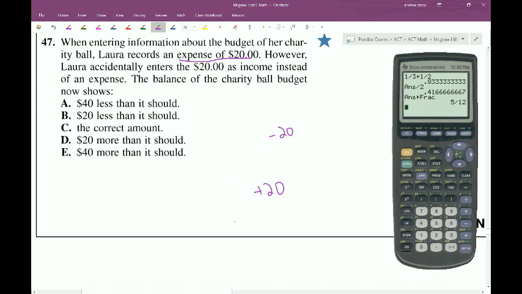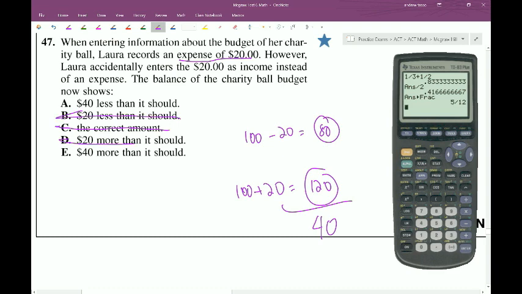So if you use a number for x, let's say 100, so 100 take away 20 is 80, 100 plus 20 is 120. So the difference between these is $40, right? So it doesn't show the correct amount, it shows 40 different. So 40 in which direction? Well, since it was an expense, she was supposed to subtract it, so this is what it's supposed to be, but this is what it's actually. So it's actually too high. So choice E.